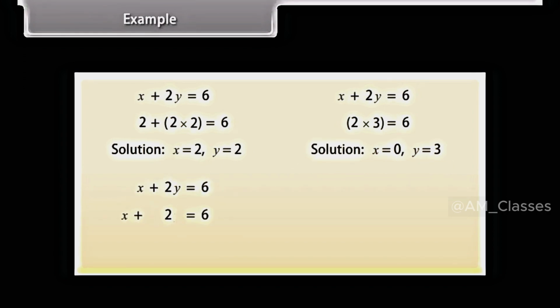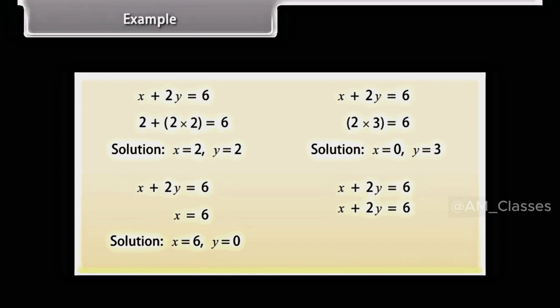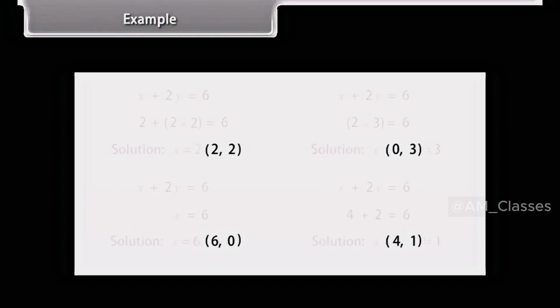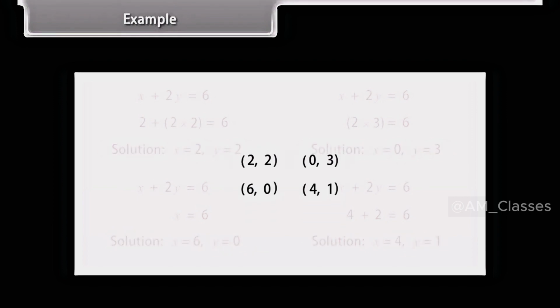Similarly, taking y as 0, the given equation reduces to x as 6. So, x is equal to 6, y is equal to 0 is also a solution of this equation. And for the 4th solution, let us take y as 1. The given equation now reduces to x plus 2 is equal to 6, and by substituting x as 4, we get the answer 6. Therefore, (4, 1) is also a solution of the given equation. So, the 4 solutions we get for the given equation are (2, 2), (0, 3), (6, 0), and (4, 1).